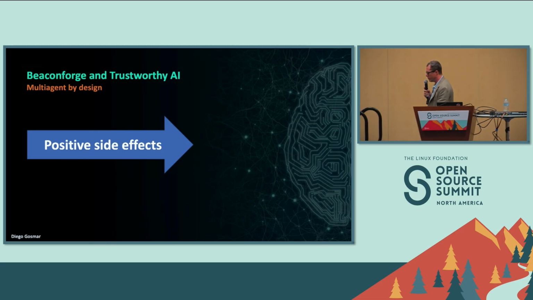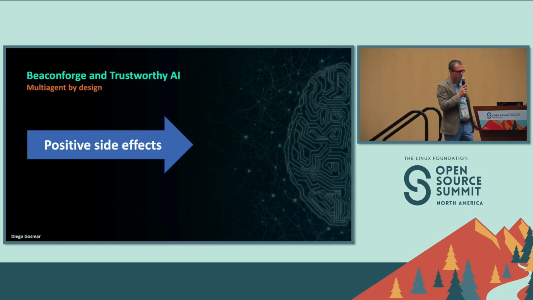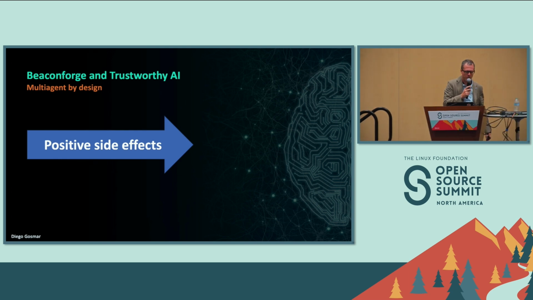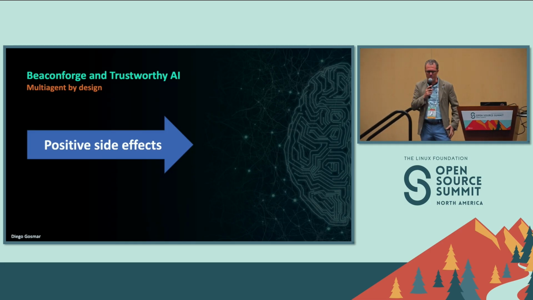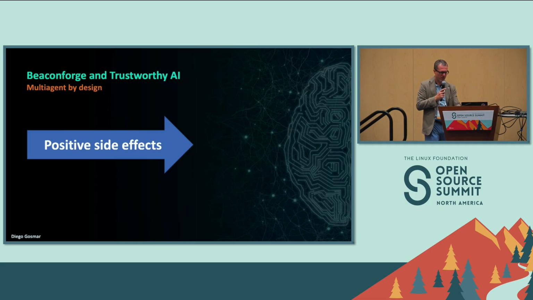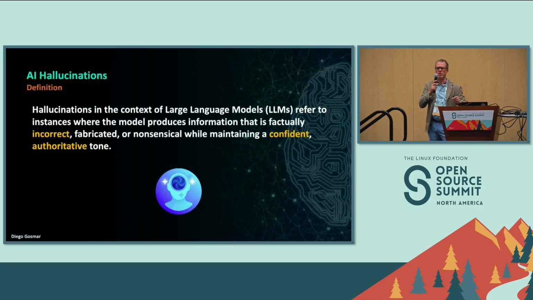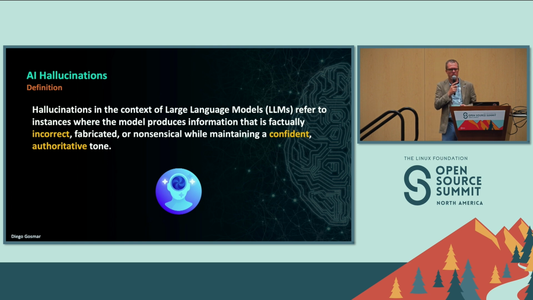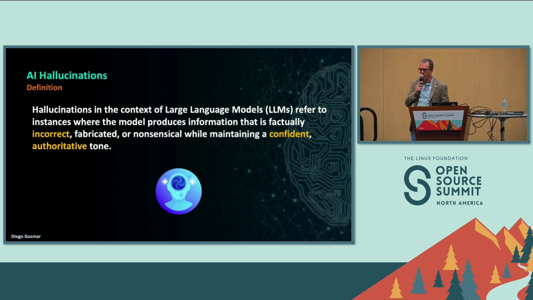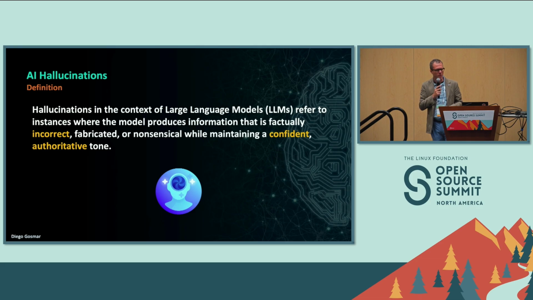So I want to now move to the second part of the presentation, where I want to talk a little bit about a side effect. Excuse me. I would say a positive side effect that we experienced in multi-agent environments. And this is about hallucination. Just so everybody is on the same page, what we mean by hallucination is when an AI agent provides incorrect information, but with a confident tone.